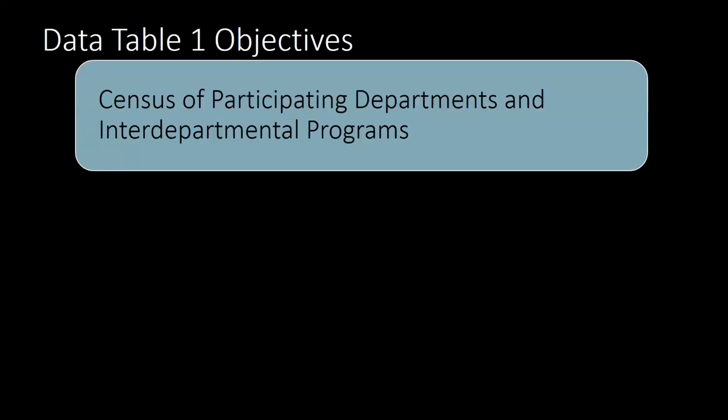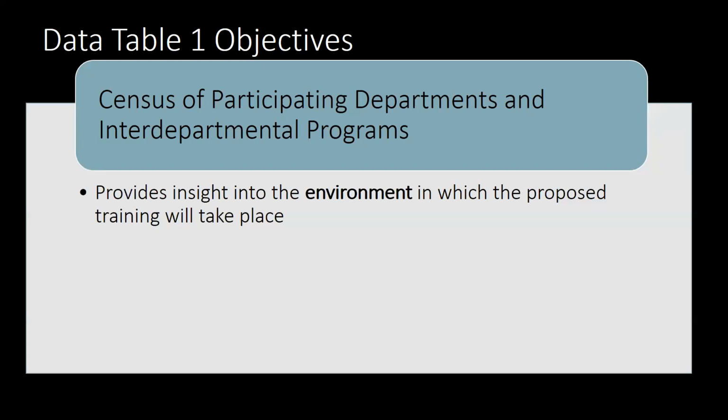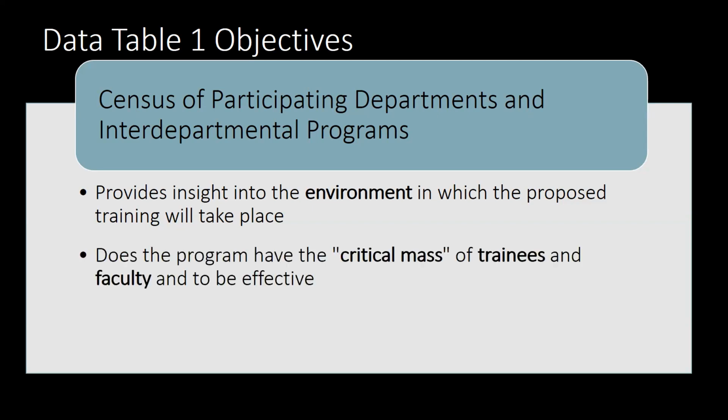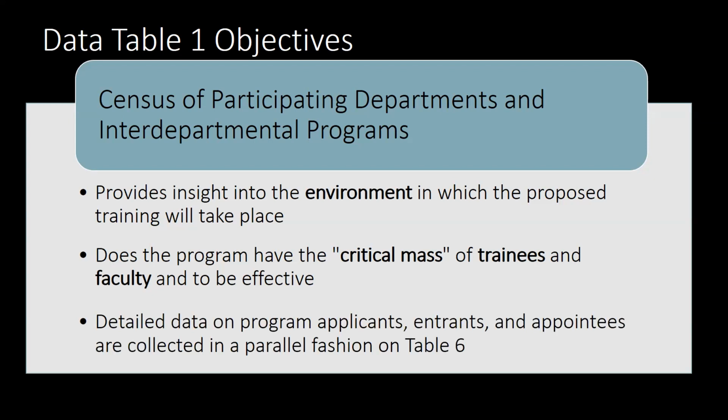So let's go back now to data table 1. Data table 1 looks at all the programs and departments that are going to be associated with this training grant. It just shows what the environment is going to be. Is it going to be all chemistry? All chemistry and physics? Or all social sciences and natural sciences, whatever? It's looking at the critical mass: the numbers of how many pre-docs, postdocs, and faculty you have in each of these departments or programs. One thing I wanted to put in here, even though we're not going over data table 6 today, is that data table 6 is your applicants and entrance data.